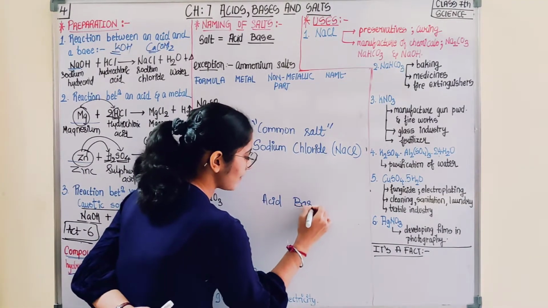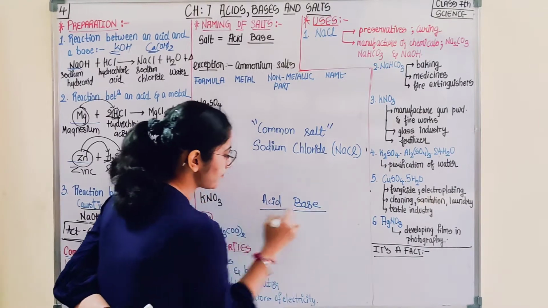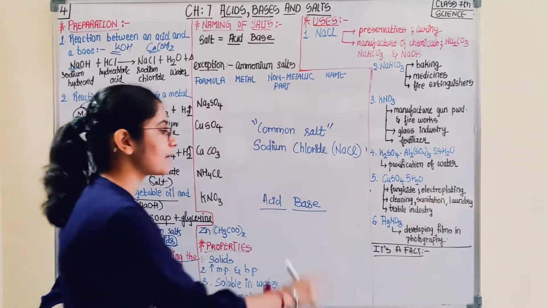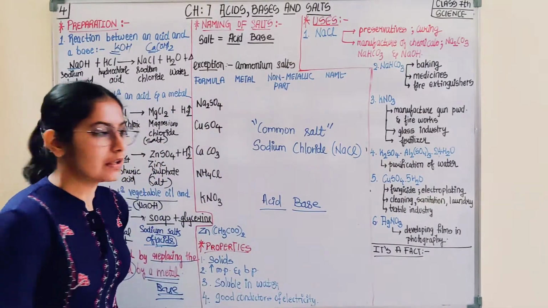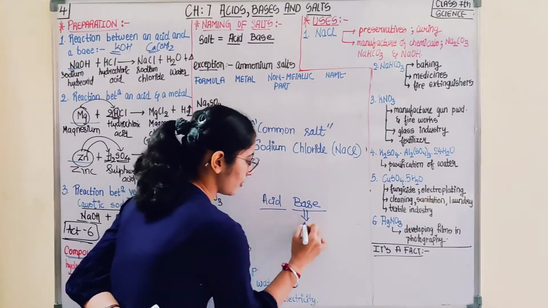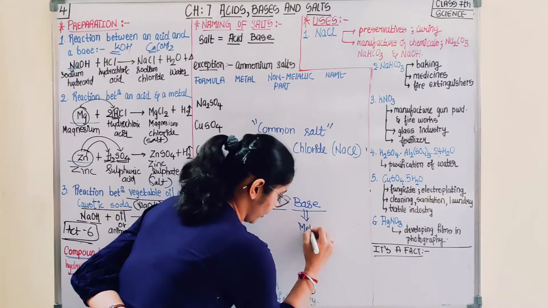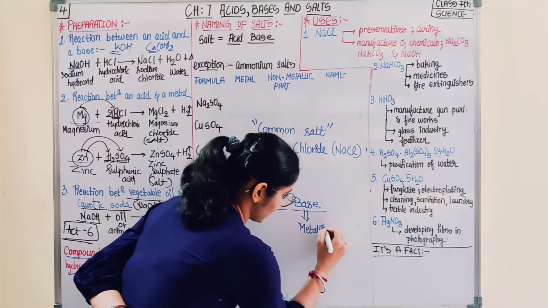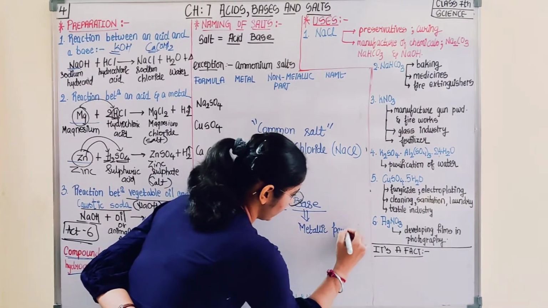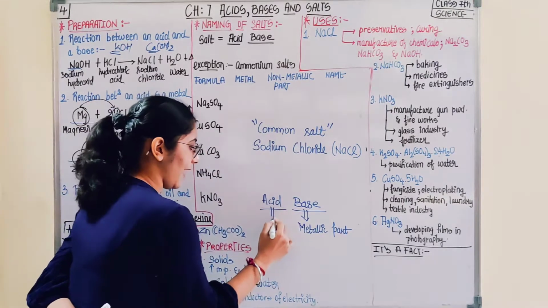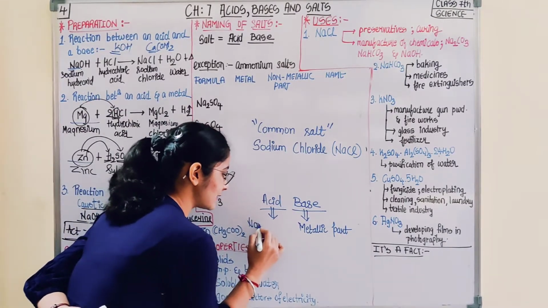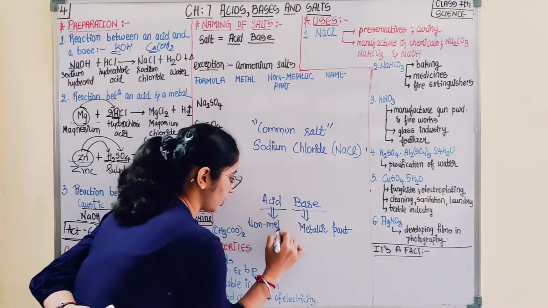When I talk about salt, salt is made by acid and base. So it always comprises one component of acid and one component of base. The component of base, or the basic part, comprises the metallic part of the salt, while the acidic part comprises the non-metallic part of the salt.